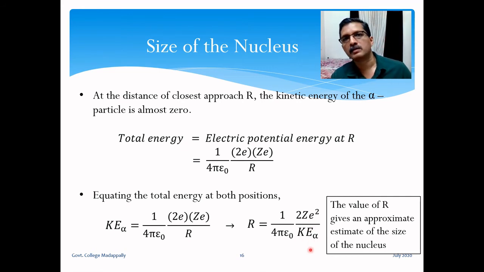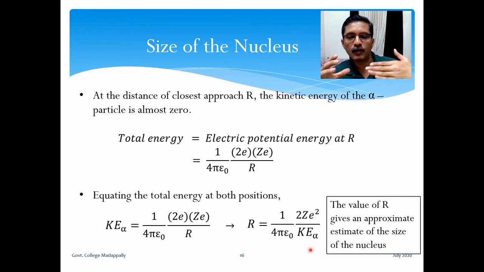Now, this distance of closest approach is an approximate estimate of the size of the nucleus. It is not exact because the alpha particle need not come up to the surface of the atomic nucleus. Particularly when Rutherford was doing all these experiments, only alpha particles from natural radioactive sources were available. There was no particle accelerator at that time, so Rutherford could not accelerate charged particles. Therefore, from the natural radioactive sources, the kinetic energy of the alpha particle was of the order of 5 mega electron volt, maybe 5 to 10 mega electron volt.